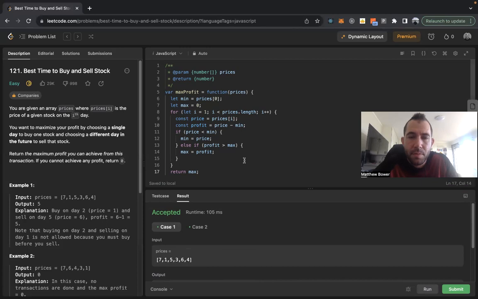Runtime complexity for this problem is O of n, because we're looping through the array, no matter how big the array is. Thank you.